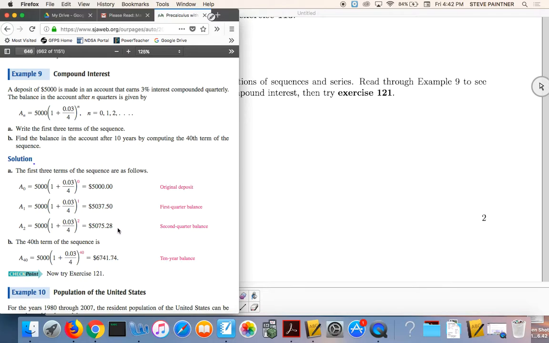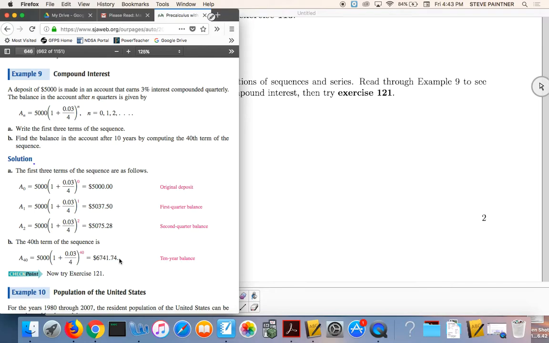In B, they find the balance in the account after 10 years. Since there are 4 quarters in a year, 10 years is the same thing as finding the 40th term of the sequence. You can see there in B that after 10 years, our initial investment of $5,000 has grown to $6,741.74. So again, they're just giving you a sequence here, and that sequence corresponds to how compound interest works. And this is really how compound interest works.